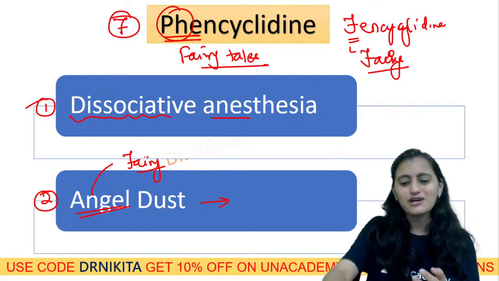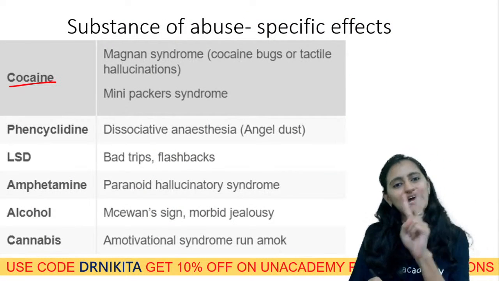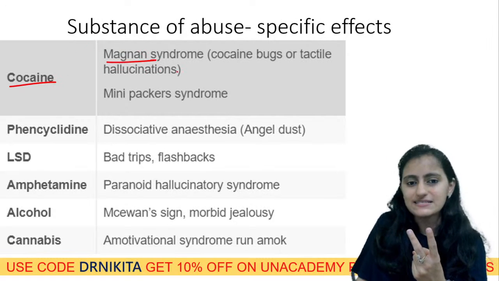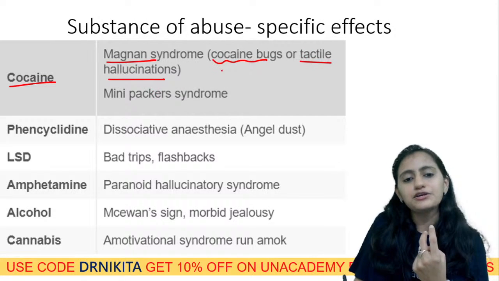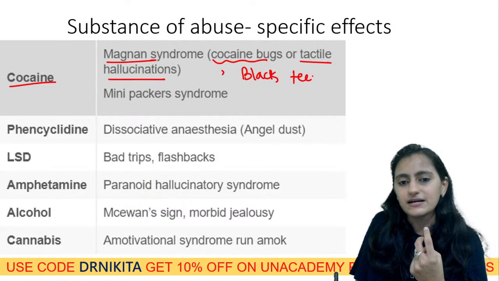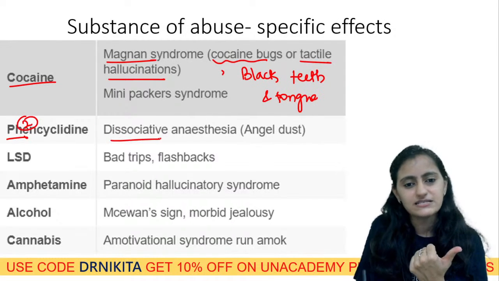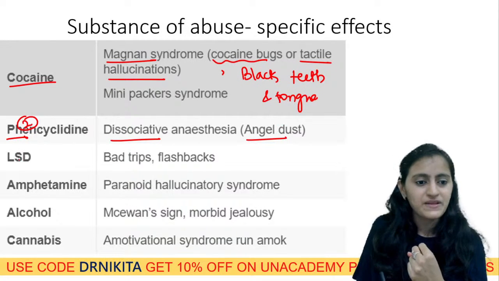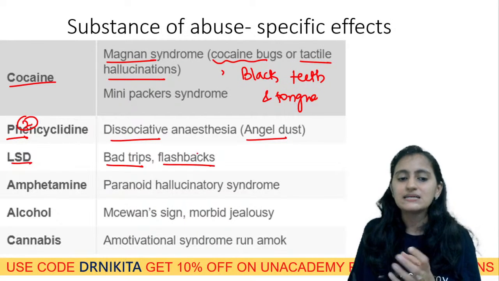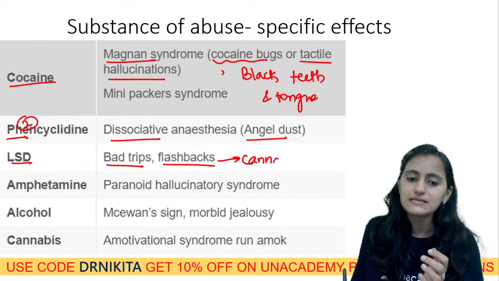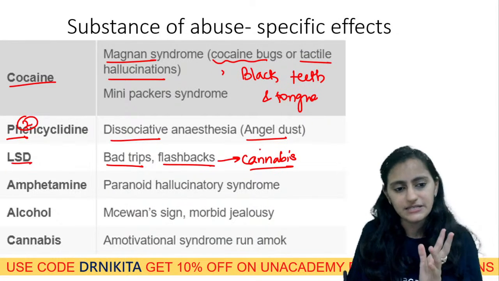So just a quick review of whatever we have seen up till now. So we saw cocaine, cockroach, and Coca-Cola, black color. Cockroach is Magnan syndrome, which is also called cocaine bugs or tactile hallucination. And you get black colored teeth and tongue, Coca-Cola. Phencyclidine, fairy, dissociative anesthesia, also called as angel dust. LSD, love sex dhokha on a trip, leads to bad trip, which keeps giving flashbacks. Remember that flashbacks have also been described with cannabis as well. But the best answer, if you have to choose one, would be LSD.